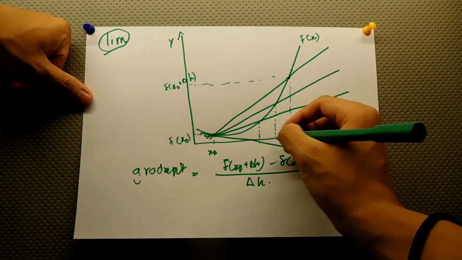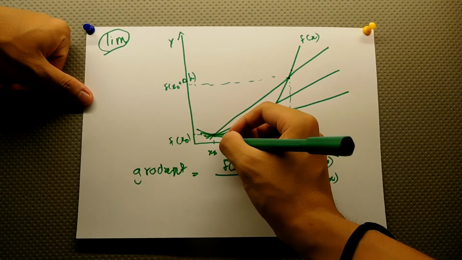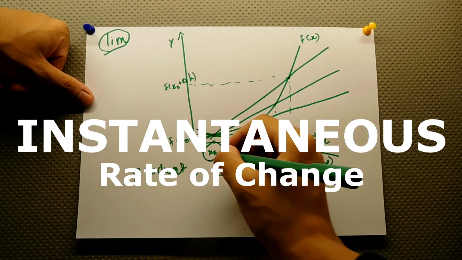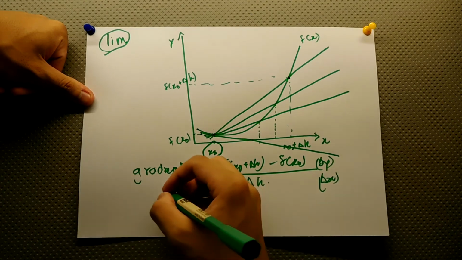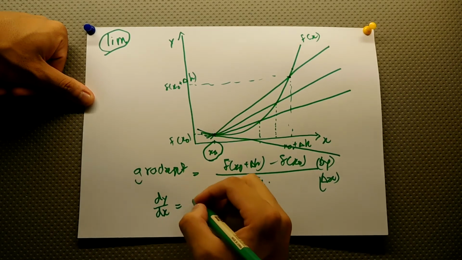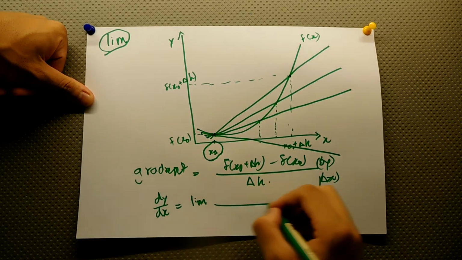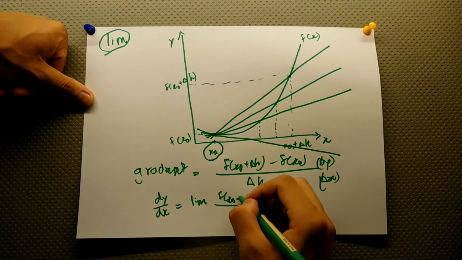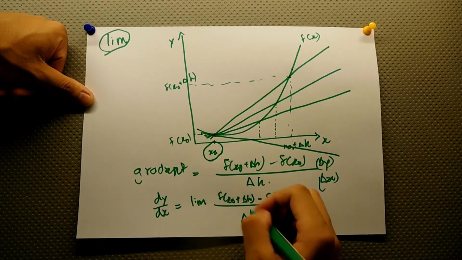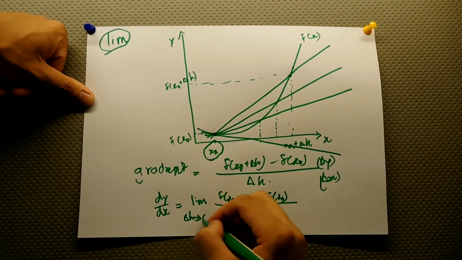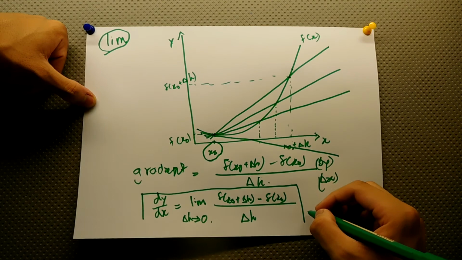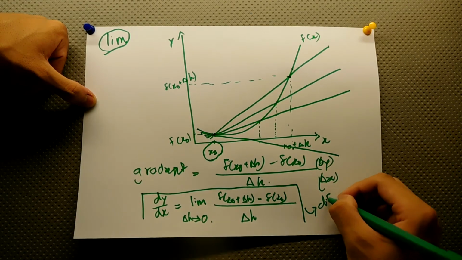And as delta h becomes so small, we're not going to find the average change, but we're going to find the instantaneous rate of change at x0. So we denote this as dy/dx equals the limit of f(x0 plus delta h) minus f(x0) over delta h as delta h approaches 0. And ladies and gentlemen, this is the definition of differentiation.